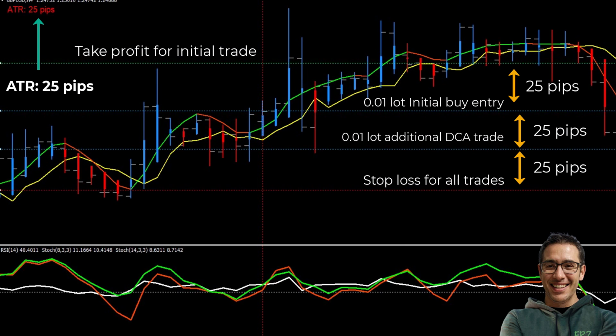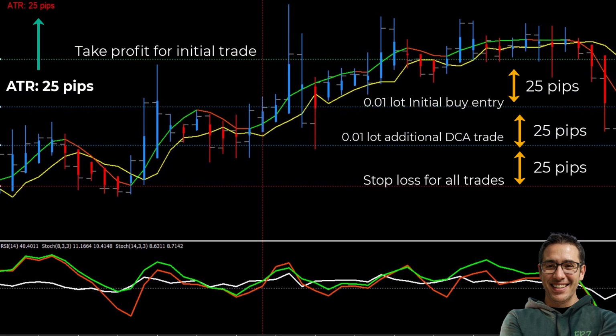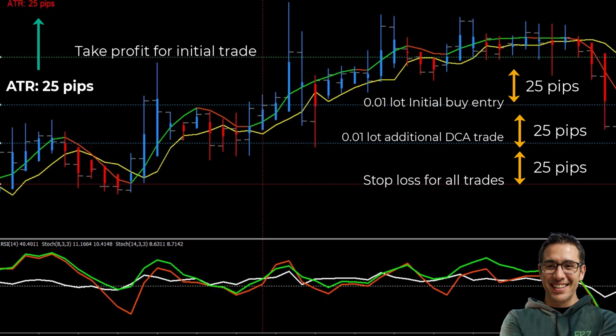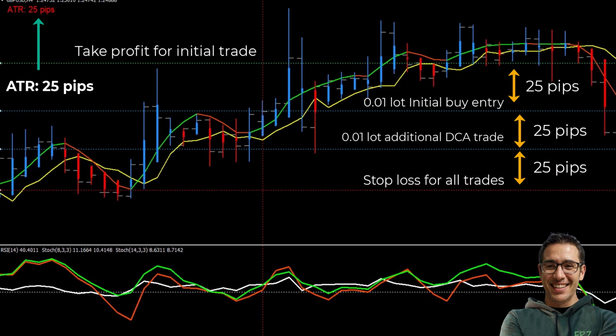And also, we use one-step DCA or dollar cost averaging for trades in case the price is heading the other way. For instance, assuming a $1,000 balance, we get a buy signal and the ATR was 25 pips at the time.